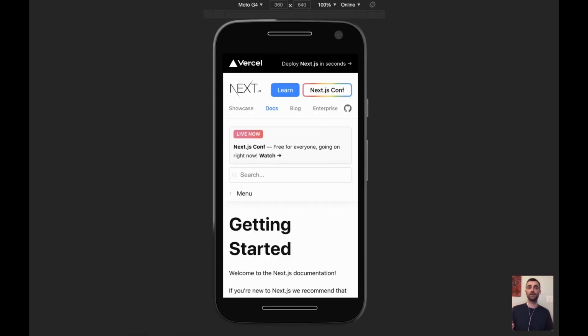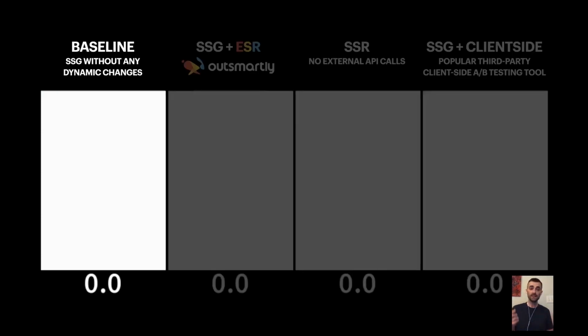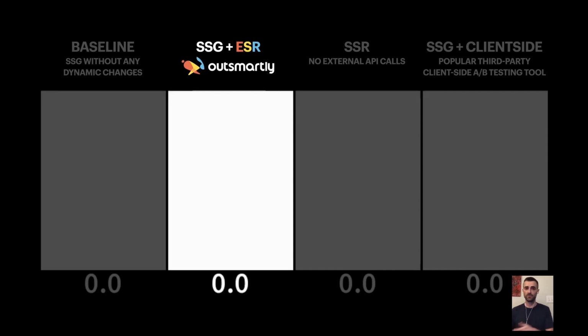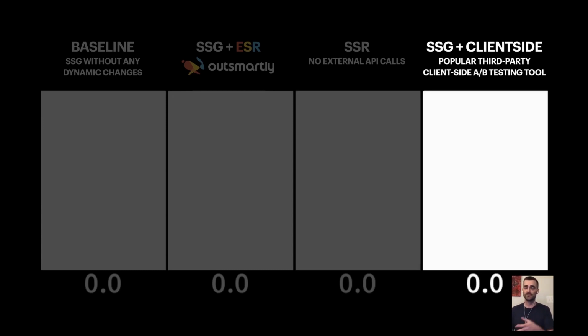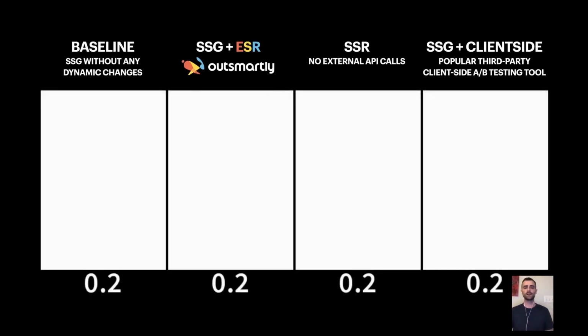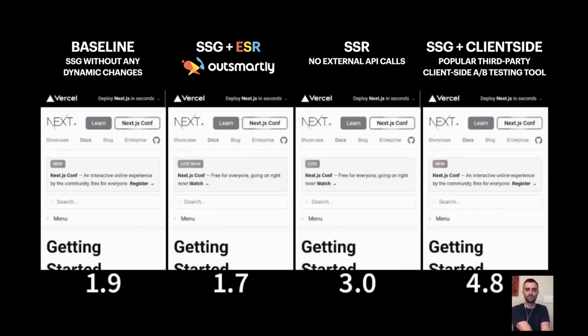Now, just for fun, we're actually going to demonstrate this with 4 different techniques. We've got the baseline, which is static site generation, not applying those changes, no dynamic changes at all. Then we've got our edge slice re-rendering, our ESR, using Outsmartly. Then we've got server-side rendering with no API calls. And then we've got client-side, right, using a popular third-party client-side A/B testing tool to do this dynamic rendering. So let's go ahead and see how fast that works. This is on a 4G Moto device, by the way. So we can see that actually went really, really fast.